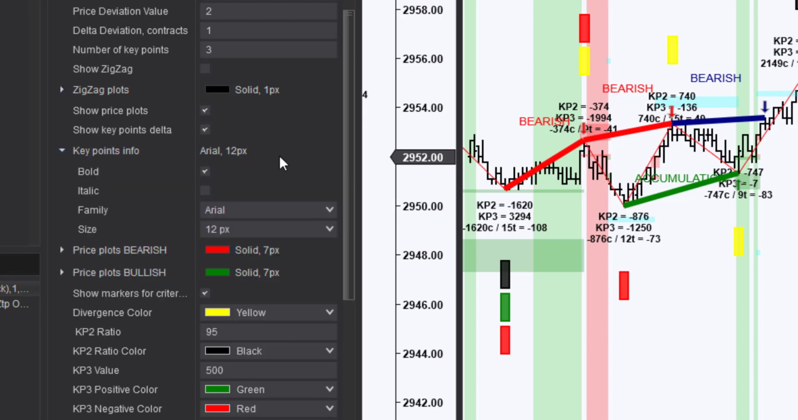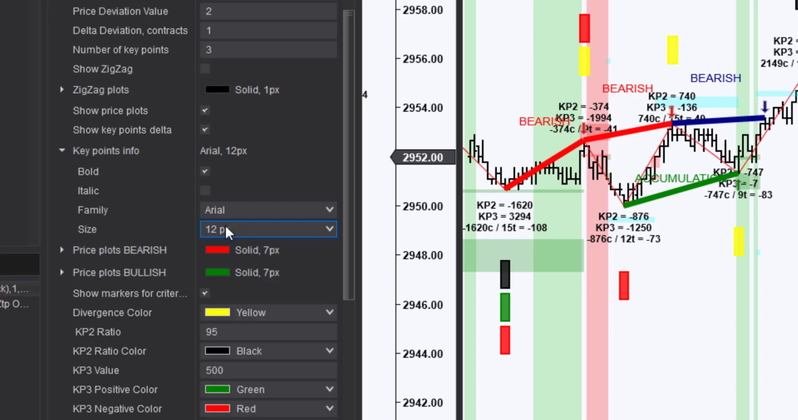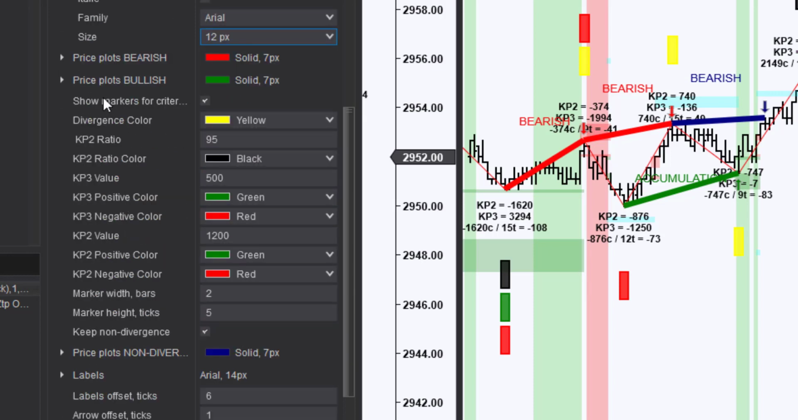You can also change the font and make it a little bigger for those of us who have a hard time seeing the smaller type. You can do that there and turn it to bold. Now, what is important for the criteria is to be able to see this, so we have to check this box right here for the show markers for criteria.